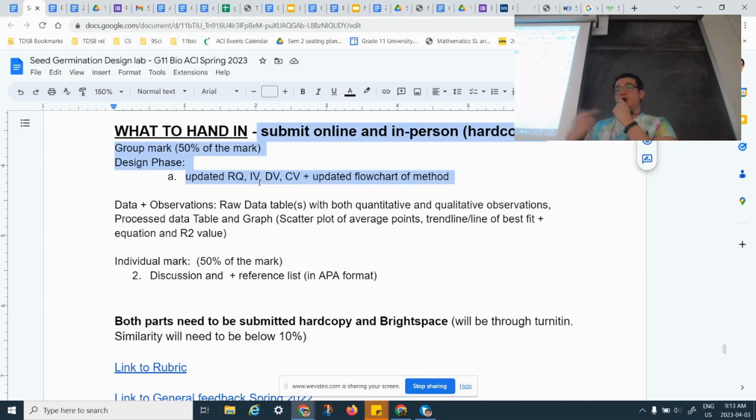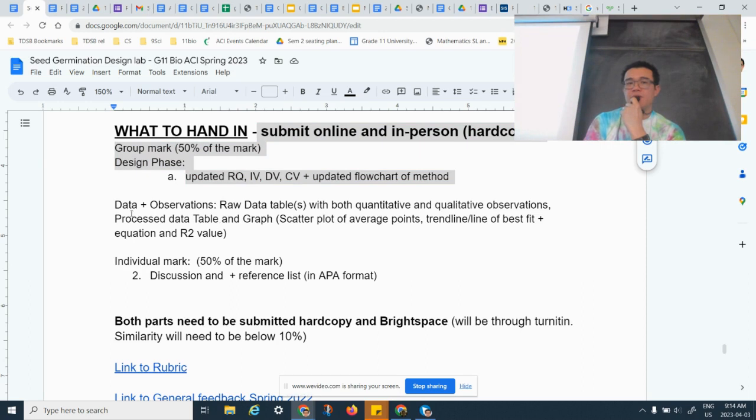and be able to replicate the same thing and get similar results. Let's say someone from Ms. Lam's class saw your flowchart. They can look at the flowchart and do exactly the same thing. So that's the purpose of the updated flowchart. Any questions on that?